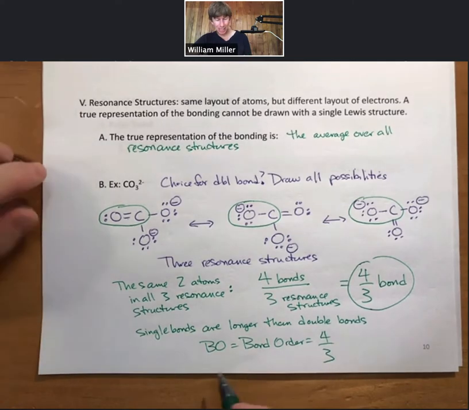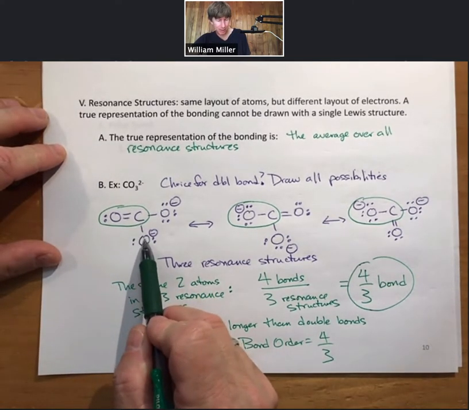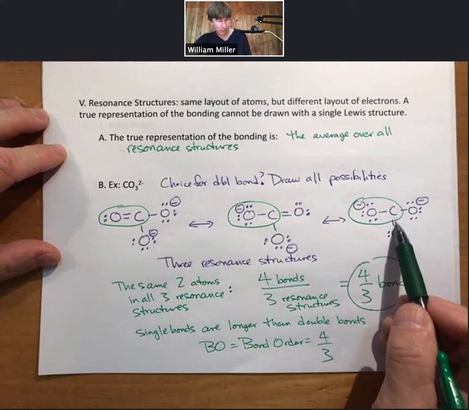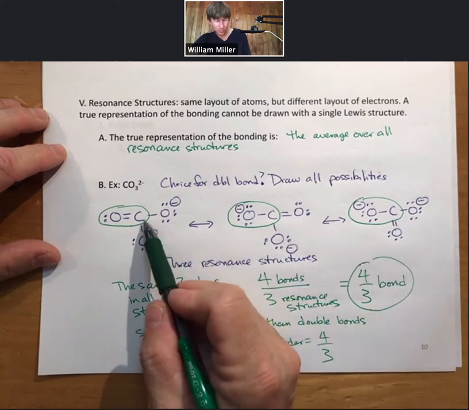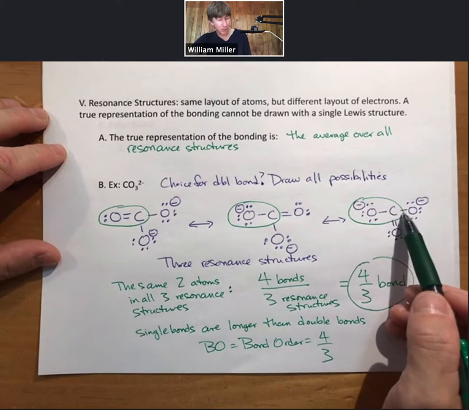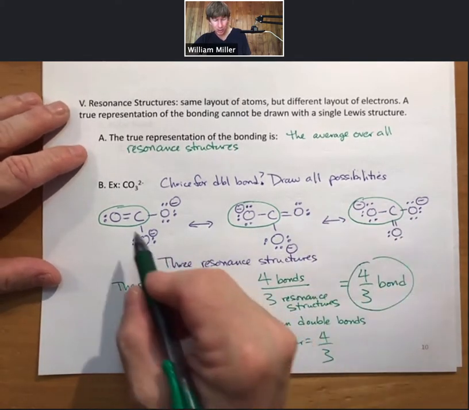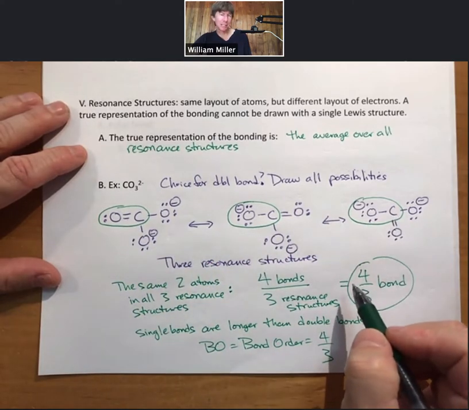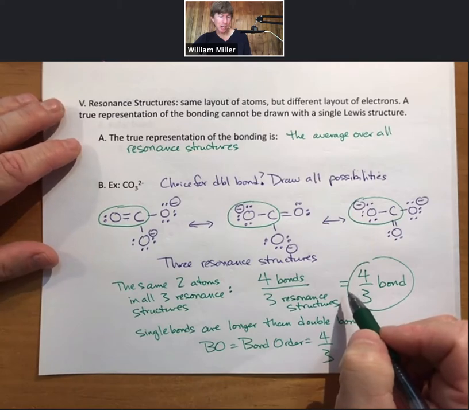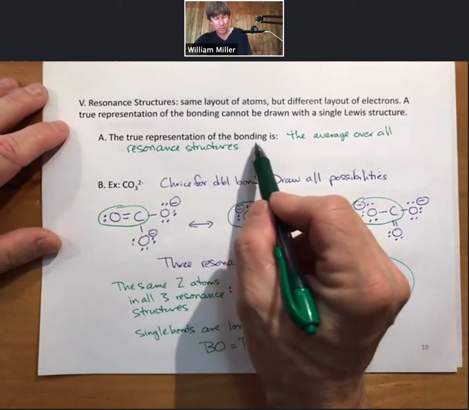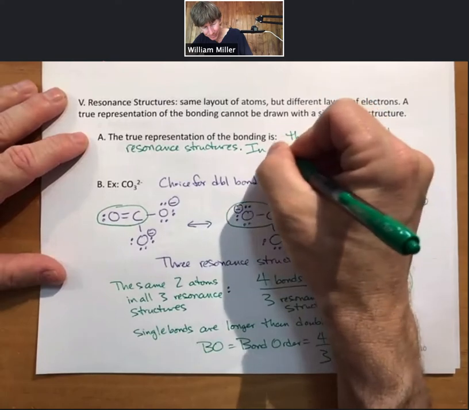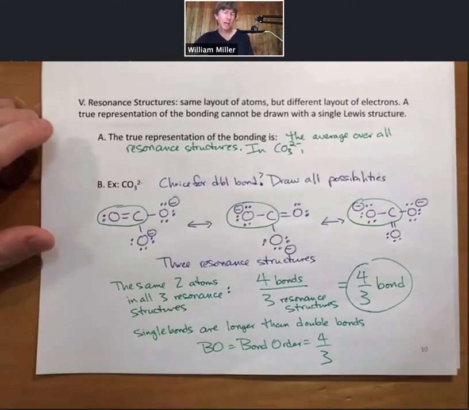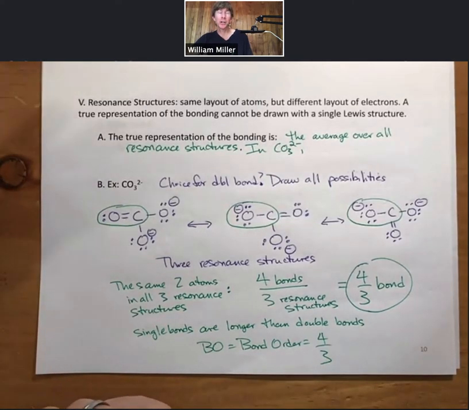Now, if we were to do the same thing for the carbon-oxygen bond here, we'd have one, two, three, four bonds. This is also a four-thirds bond. So all three of these carbon-oxygen bonds are four-thirds bonds, and all three are identical. So the true representation of the bonding is the average over all resonance structures. In carbonate, all three carbon-oxygen bonds are four-thirds bonds.